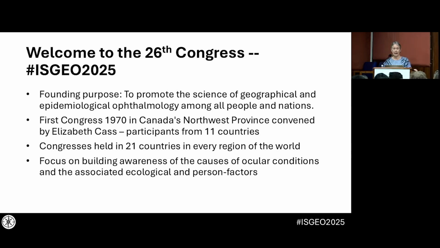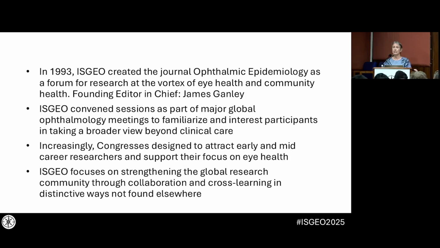The congresses have been held in 21 countries over the years, and always we're focusing on building awareness of ocular conditions and associated factors by making data available to others and helping them use it. In terms of helping people use good research, in 1993, ISGEO members founded the journal Ophthalmic Epidemiology, and Dr. James Ganley was the chief editor for the first 13 years.